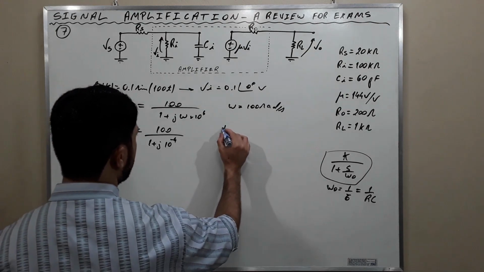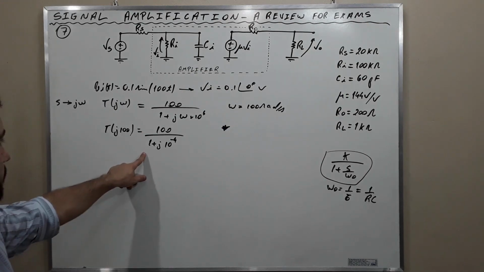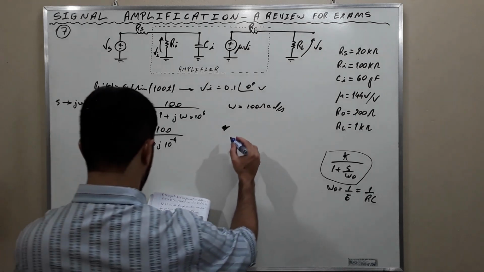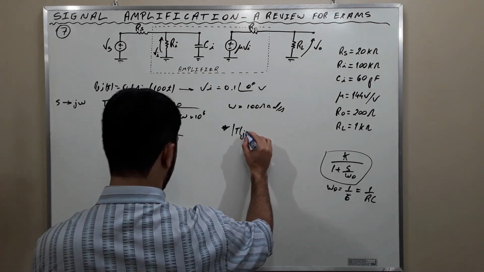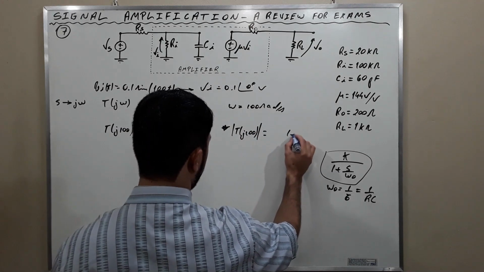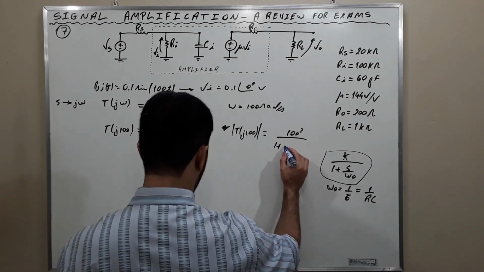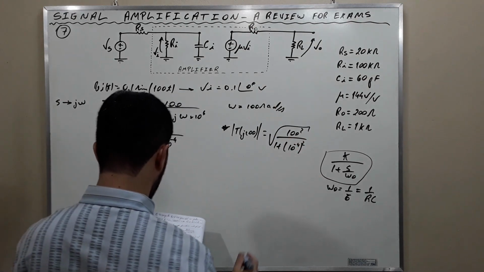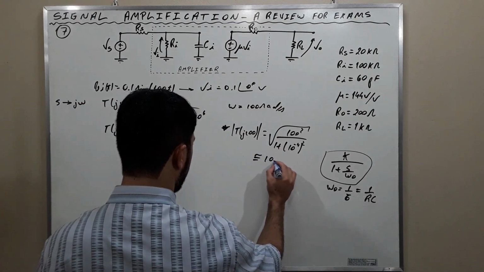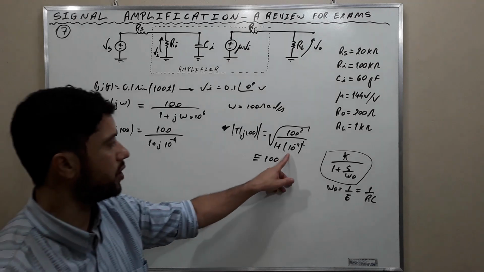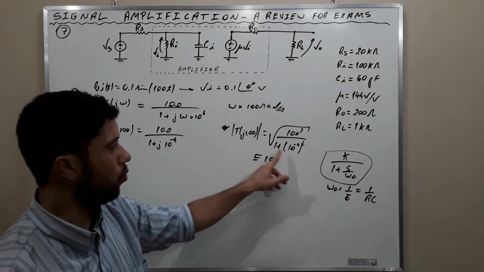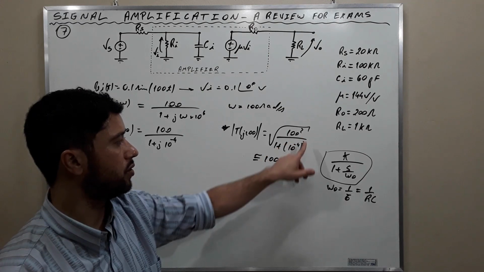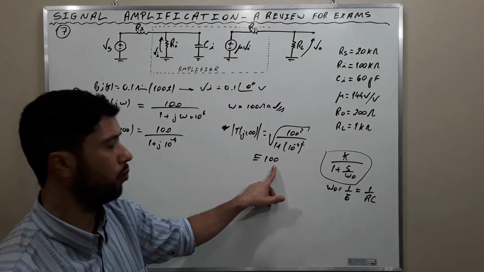Okay, now let's work on the magnitude. Complex numbers have magnitude and angles. The magnitude of T of j100 is equal to the square root of 100 squared divided by 1 plus 10 to the negative 4 squared, which is approximately equal to 100. Because 10 to the negative 4 squared is 10 to the negative 8, 1 plus 10 to the negative 8 is approximately 1. 10,000 divided by 1 is 10,000. The square root of 10,000 returns 100.